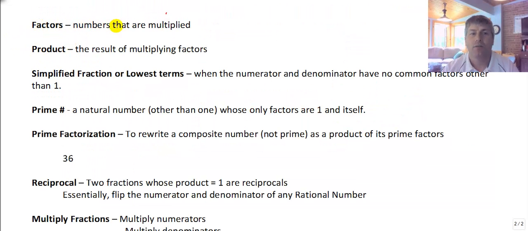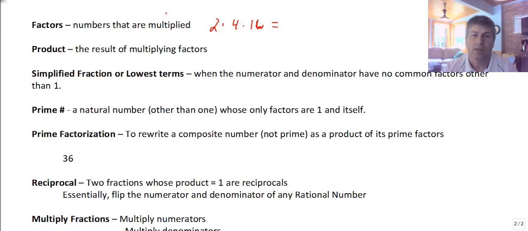Factors. Factors are simply numbers that are multiplied. Okay, so any 2, 3, 4 things that we multiply are factors. So 2 times 4 times 16, these are all factors. Whereas if we add things, those are going to be terms, and that's something different. So factors are numbers that are multiplied, and the product is the result of multiplying those factors. Okay, so whatever 8 times 16 is some product.